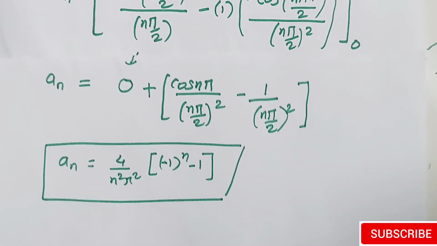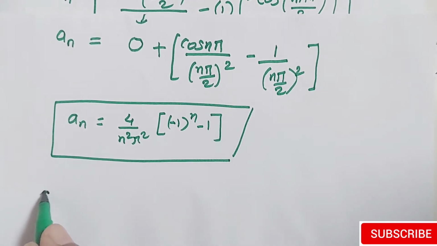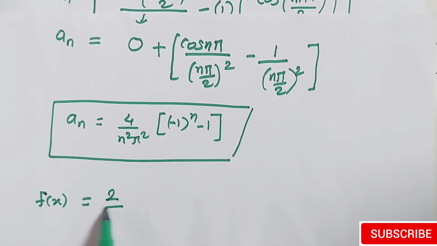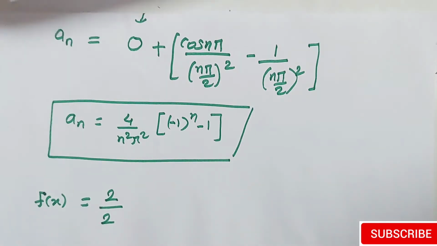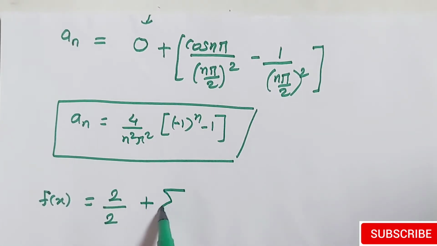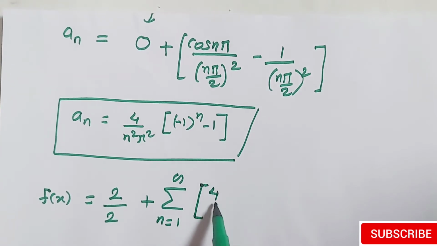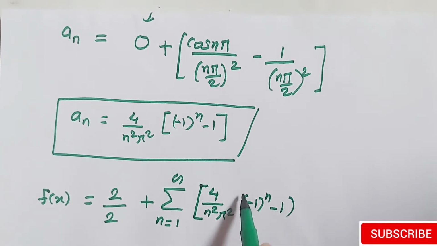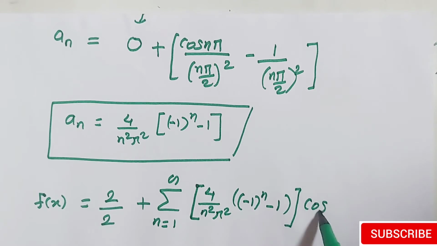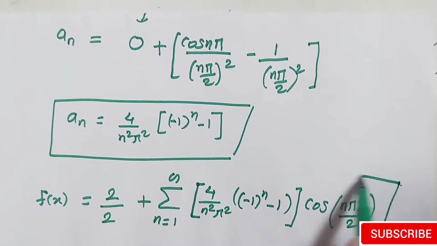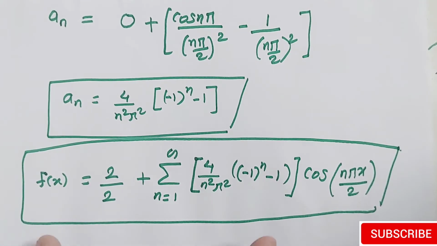So therefore the final answer of our Fourier series is f of x is equals to a0 by 2, the value of a0 is 2 divided by 2, the a0 we found out and kept earlier, a0 is 2, plus summation n running from 1 to infinity an is 4 divided by n square pi square, minus 1 raised to the power n minus 1, into cos n pi x divided by 2. And bn's value was 0, so no need to write. So this is our final answer.